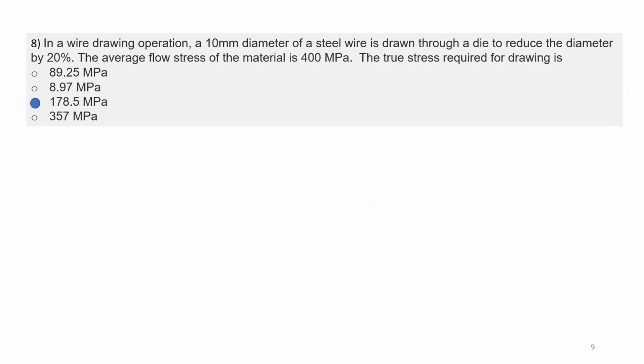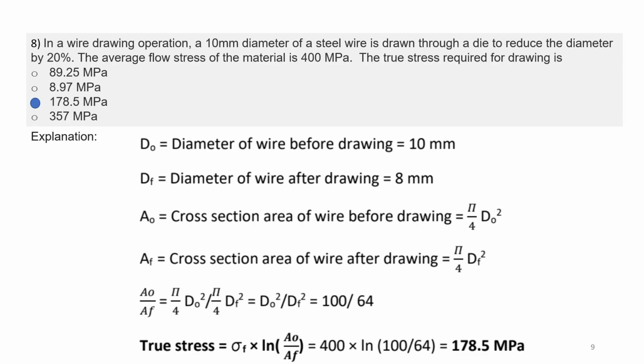So next question is, in a wire drawing operation, a 10 diameter of a steel wire is drawn through a die to reduce the diameter by 20%, and the average flow stress of the material is 400 MPa, and the true stress required for drawing is, your options are 89.25 MPa, 8.97 MPa, 178.5 MPa or 357 MPa. So the answer will be the third one.